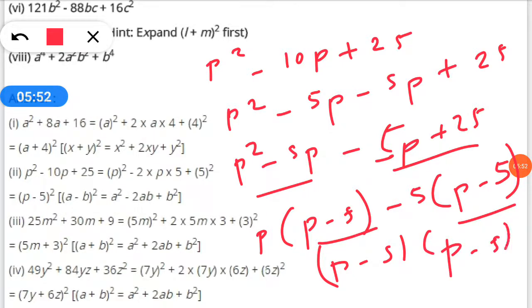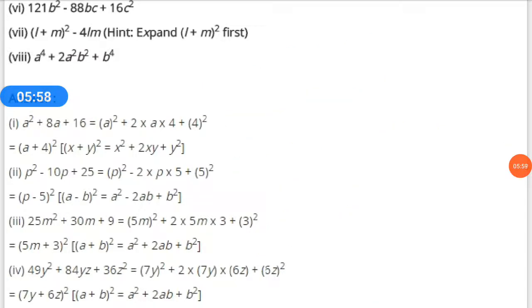P minus 5 is left. So p minus 5, we can write it in the form of a square. Clear to everyone? So what is the answer we are having? We are having the answer as p minus 5 the whole square. Clear to everyone? Next question we are having.